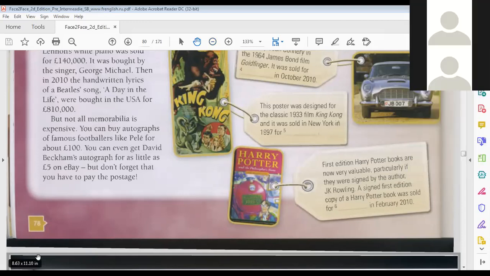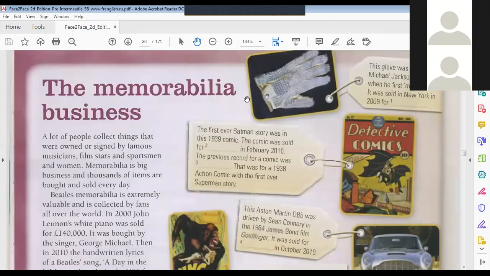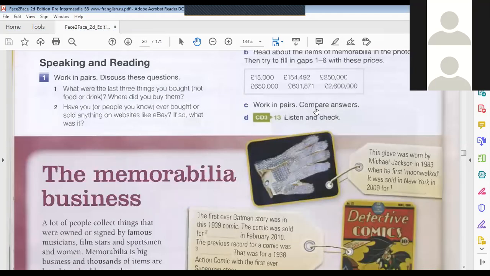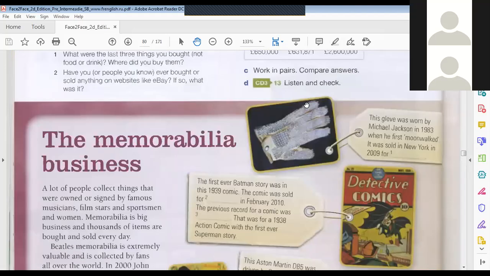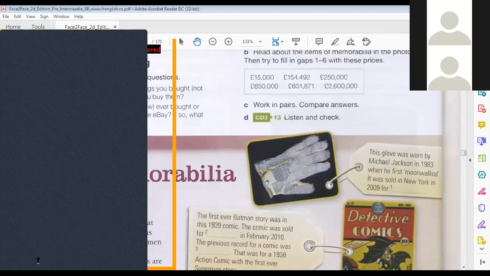Alaikum salam, Suhaib. Okay, let's do the listening. Let's check. So we're gonna listen and we're gonna find out about the prices, about how much this memorabilia cost. So let's take a look. CD3, track 13.